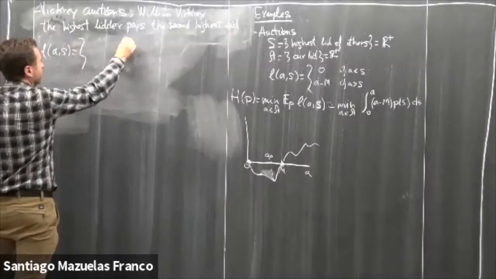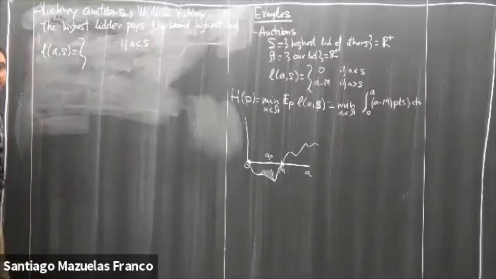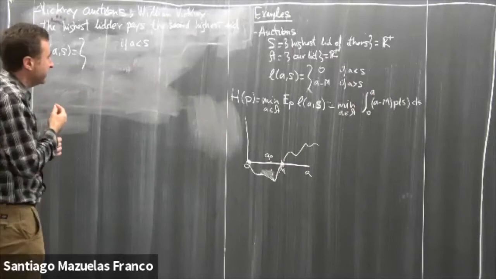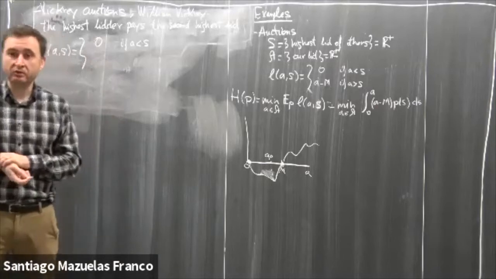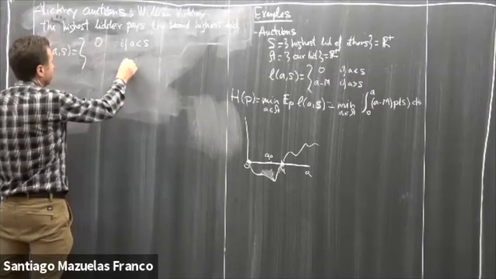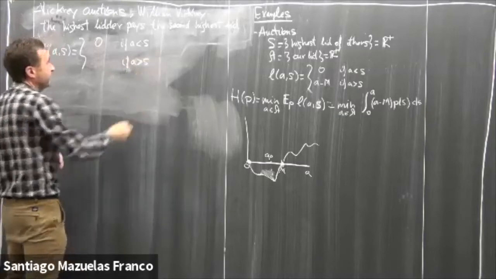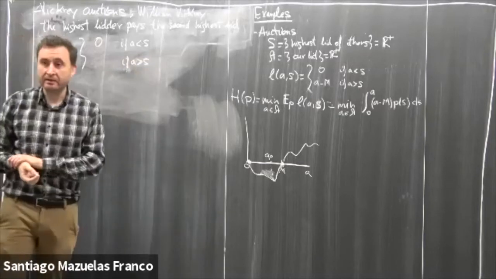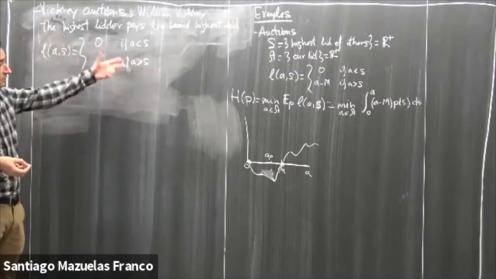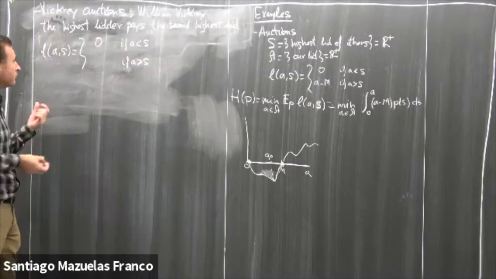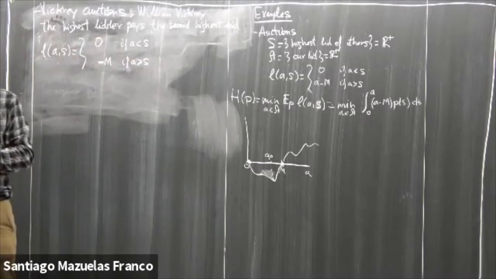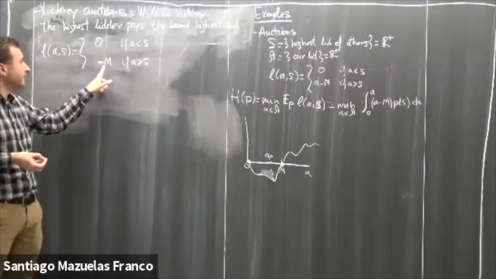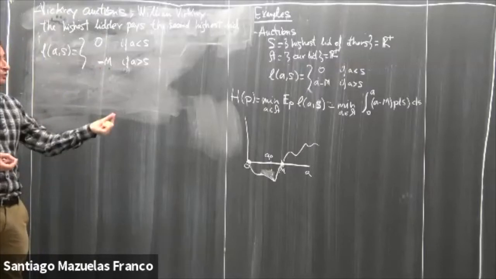So if our bid is smaller than the highest bid of the others, then nothing happens. Just as before, we don't get the prize, so nothing happens. Now, if our bid is bigger than the bid of the others, then we will get the object. So when we get the object, we like that. We can model that just as before, as minus M. And then we have to pay something.